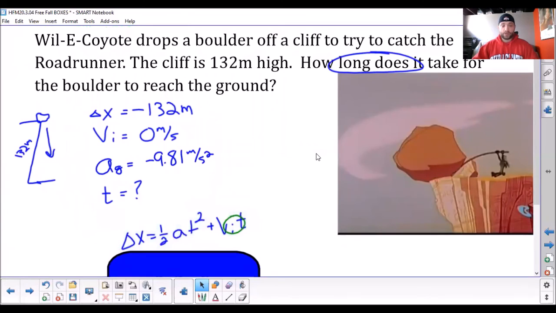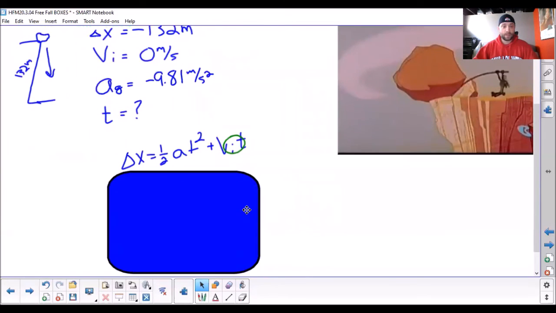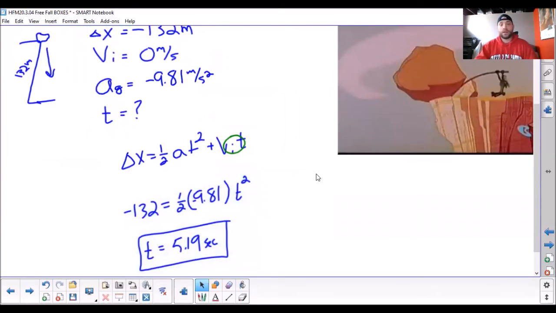Very similar to the initial problem that we did, we don't have final velocity, so we're going to have to use the 1/2 at squared equation. Since the initial velocity is 0, that last term goes away. We substitute in and solve for time. The Roadrunner would have about 5.2 seconds to get out of the way after he sees it. It's quite a bit of time to move out of the way.